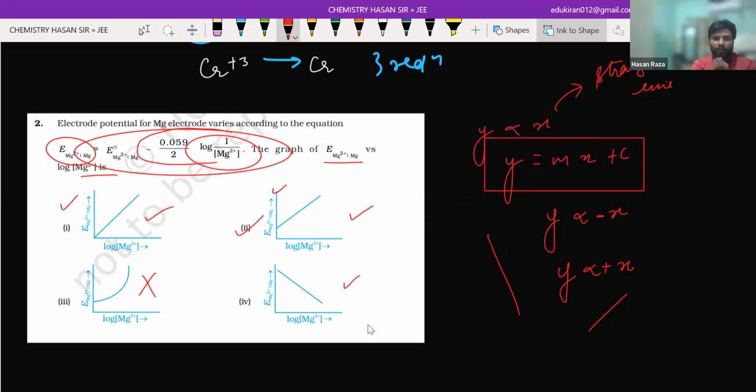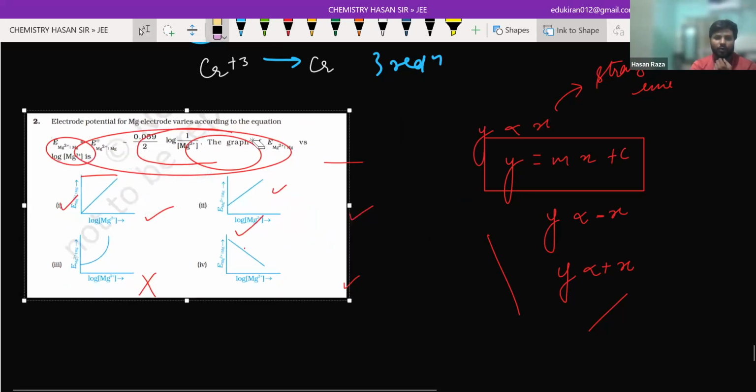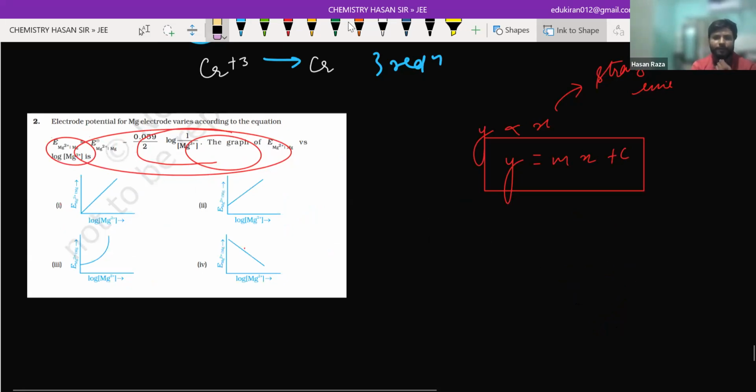Now what you need to do, it's very simple. You need to play with the equation. With the equation, I'm going to show you. How are you going to play? It's very simple. Now I'm going to write the equation first here and then explain.